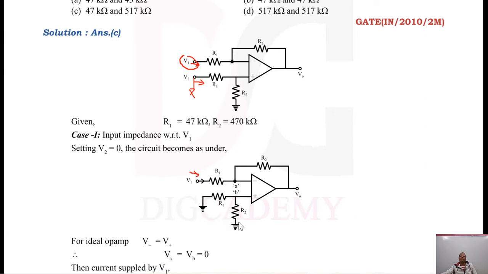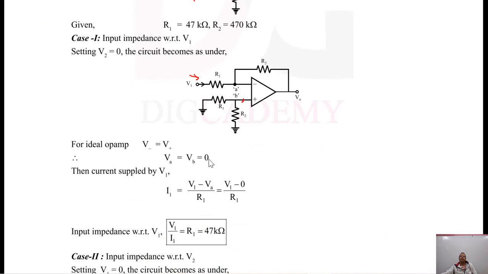So if it is grounded, the voltage at node B will be 0 because the current entering into this terminal or this terminal is 0. So if the current here is 0, VB is 0. If VB is 0, VA will be 0. Remember, because for an ideal op-amp, the voltage at node B is the same as the voltage at node A. That is, the voltage at the inverting terminal is the same as the voltage at the non-inverting terminal. So here VA will be equal to 0.